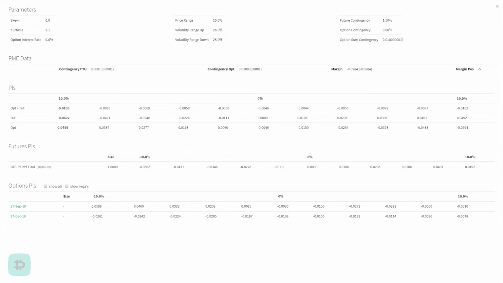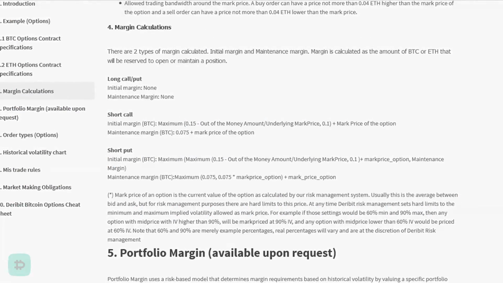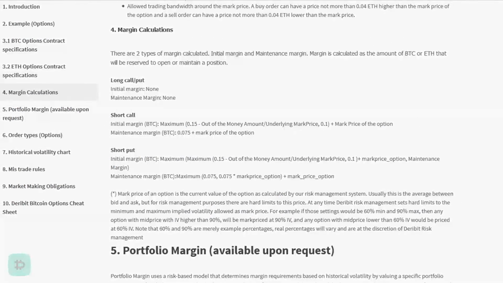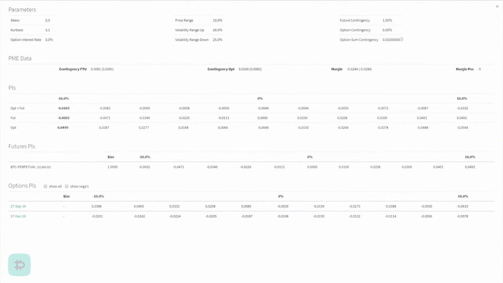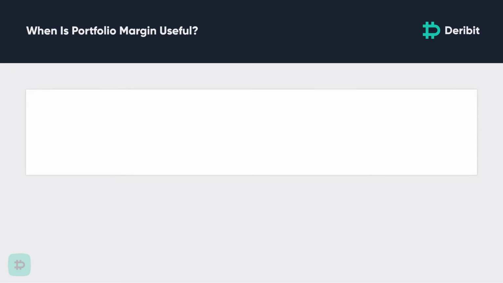As you can see, the current portfolio margin calculation is quite a lot more complicated than the relatively simple formulas being used for regular margin accounts. While it has lower margin requirements for some, this complexity means portfolio margin certainly isn't for everyone. So, when is portfolio margin useful?